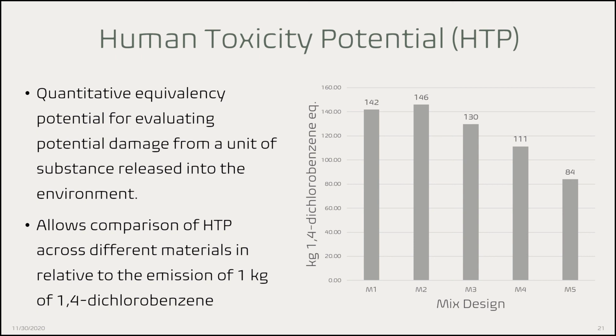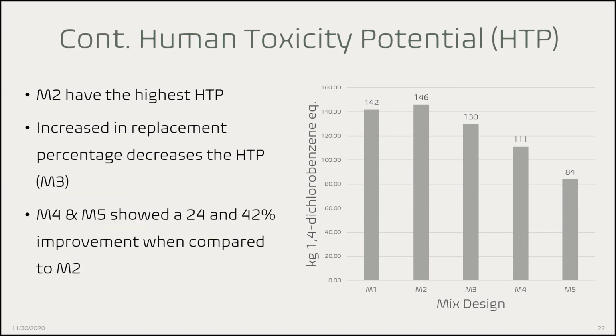Human toxicity potential is another important indicator for evaluating potential damage from a unit of substance. This indicator allows comparison of human toxicity potential across different materials in relative to the emission of 1 kilogram of 1,4-dichlorobenzene. Interestingly, M2 have the highest HTP than the reference mixture M1. This might be caused by the extra process required to process the fly ash. However, as replacement percentages increases, the HTP decreases as shown in mixture 2. M4 and M5 showed significant improvement when compared to M2.